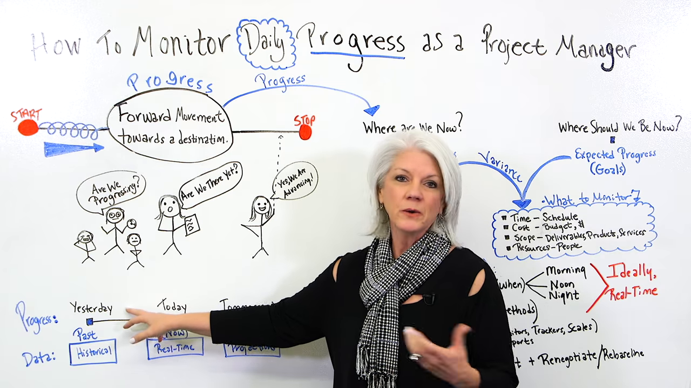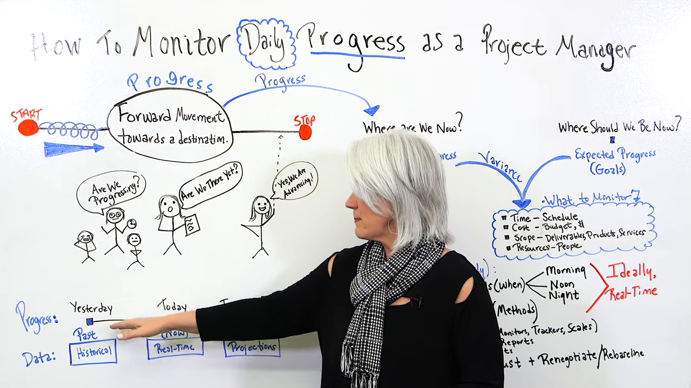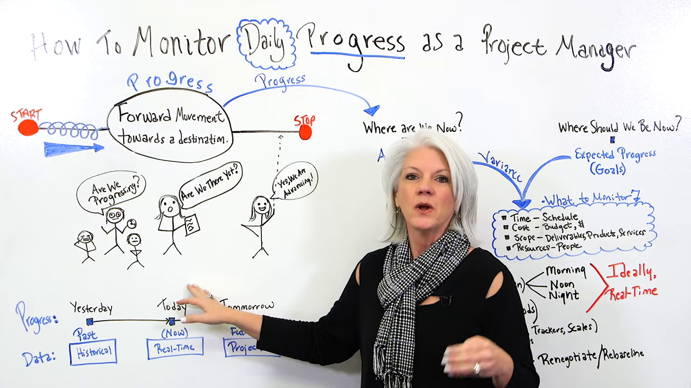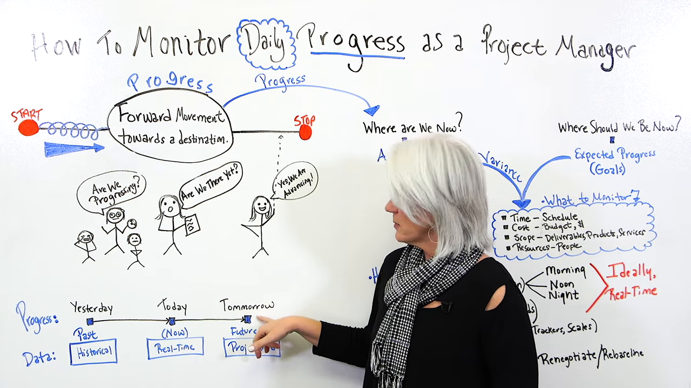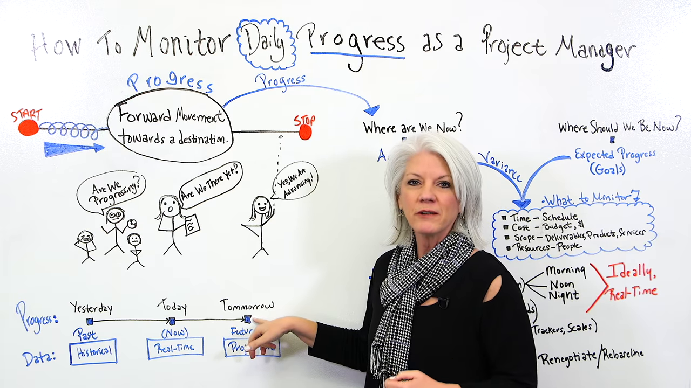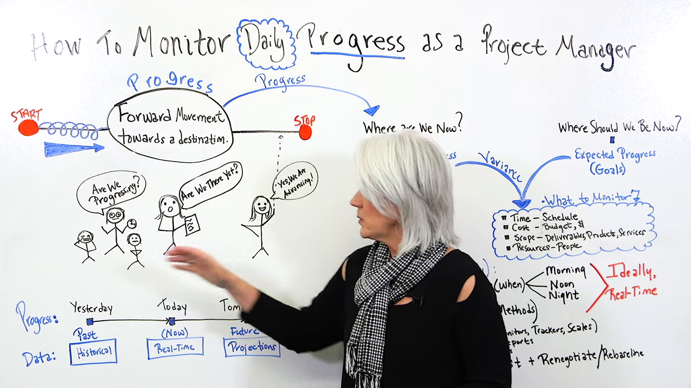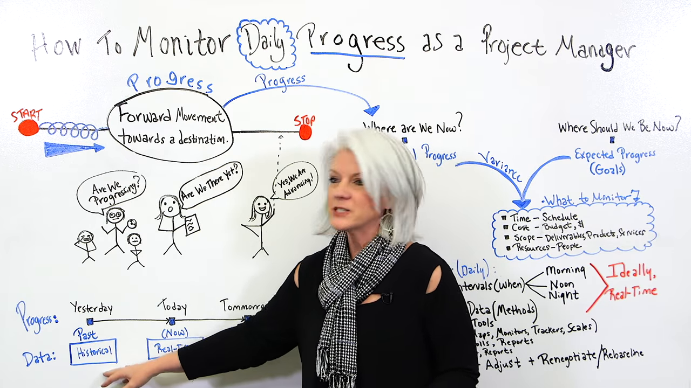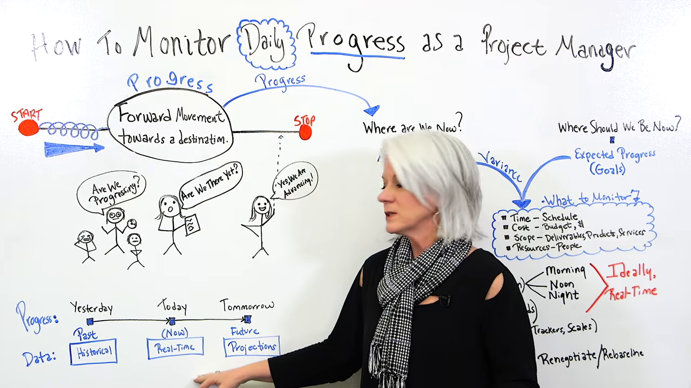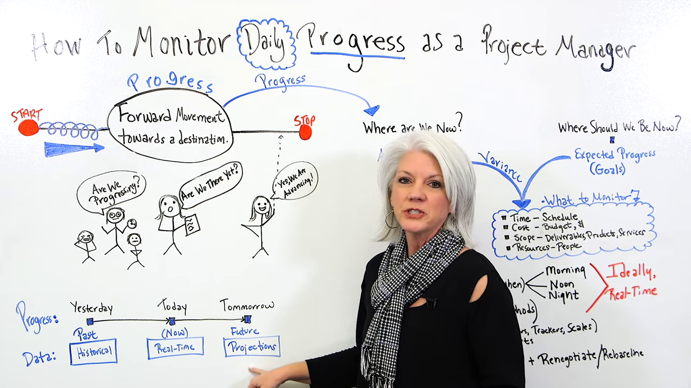Sometimes we look at, what did we do yesterday? So we're looking at the past. Sometimes we want to know, what are we doing today, like right now? And then sometimes we're concerned about tomorrow. We want to know about future projections. And when we look at this, all of this is some form of data. It could be historical, it could be real time, or it could again be projections.